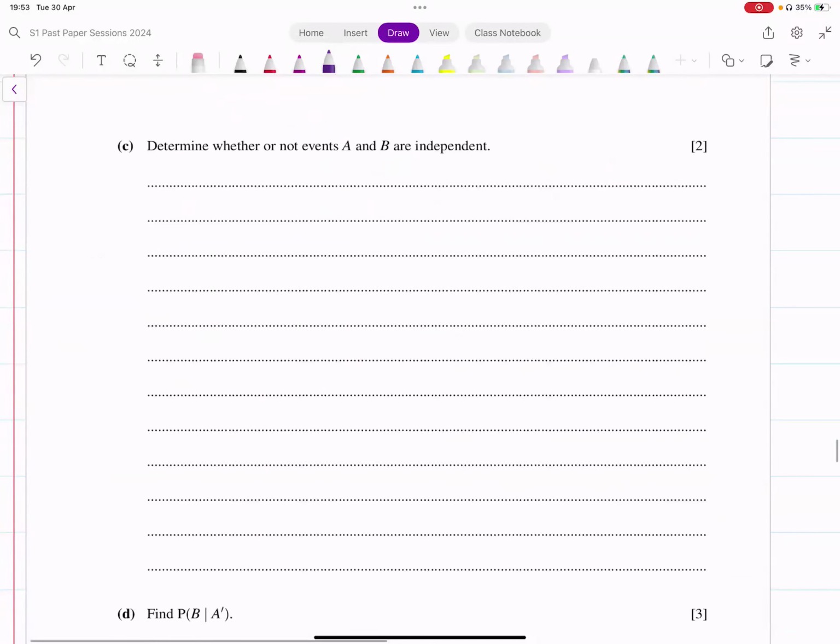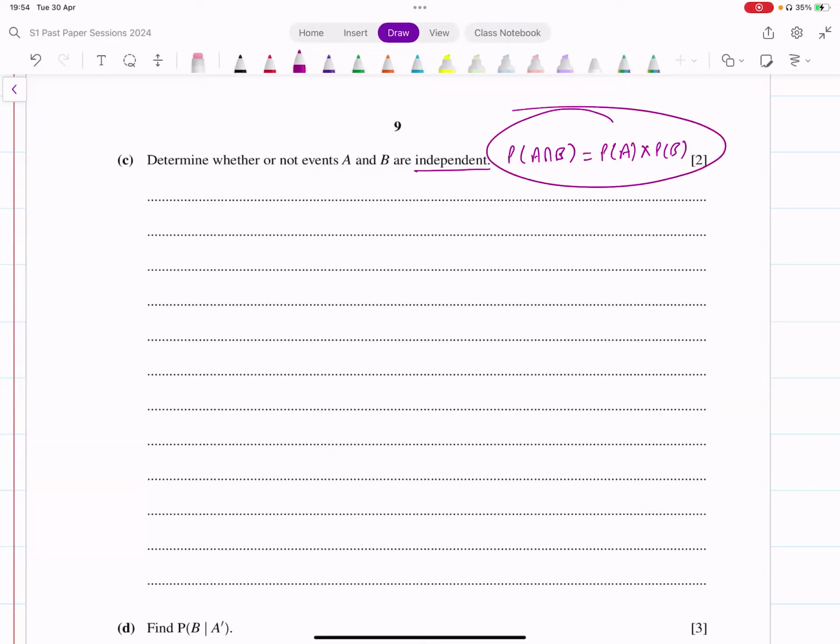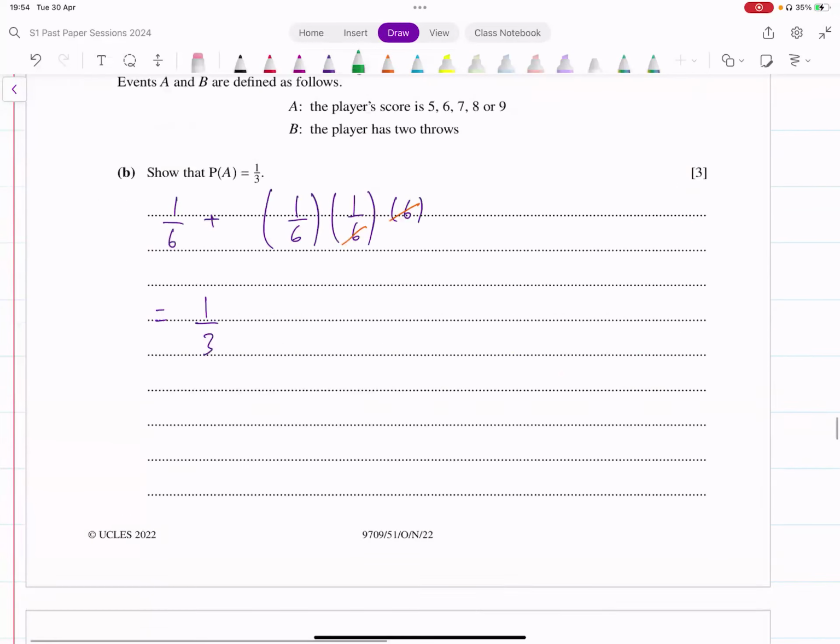Now it says, determine whether or not events A and B are independent. Remember the condition for independent events? Two events A and B are independent if probability of A intersection B, or A and B happening together, is equal to probability of A multiplied by probability of B. This is the condition for two events being independent. So we need to find these 3 probabilities. Probability of A we have found already. Let's find the probability of B and see what that is going to be.